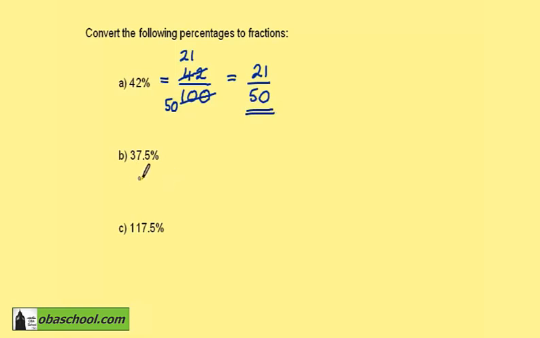Now consider 37.5%. This is 37.5 out of 100. Clearly, we can't have a decimal in the numerator of a fraction. One way of getting rid of this is to multiply top and bottom by 2. 37.5 times 2 is 75. 100 times 2 is 200.